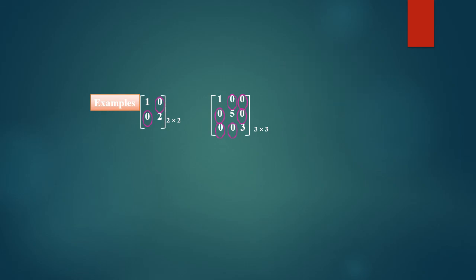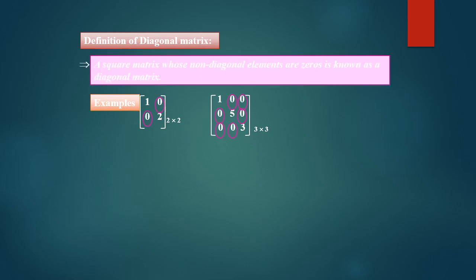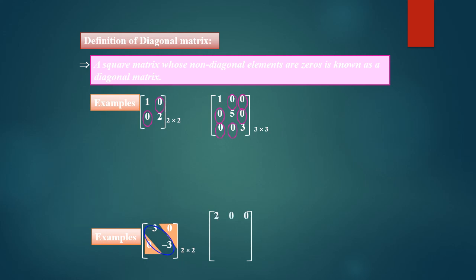This leads to the definition of a diagonal matrix. A square matrix whose non-diagonal elements are 0 is known as a diagonal matrix. Consider the next example. Matrix -3 0 0 -3. In this example, both the diagonal elements are equal. Matrix 2 0 0 0 2 0 0 0 2. So again, in this matrix all the diagonal elements are equal to 2.